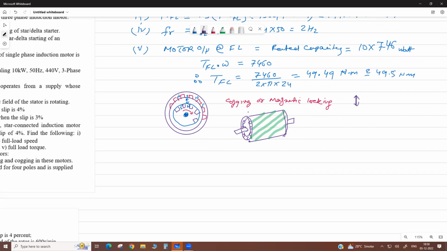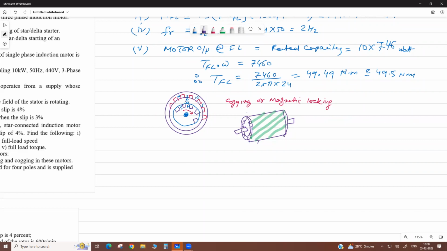Suppose this is your stator, and this is one pole, suppose the north pole of the stator. It is face to face with the rotor, but it is inclined. It is not parallel throughout the length. Then your magnetic alignment force is neutralized, reduced.